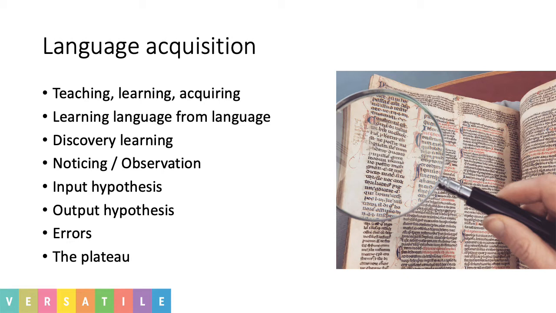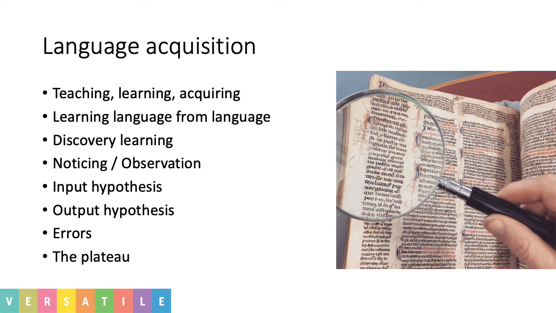In terms of language acquisition, some of the areas that we will delve into in the course cover the similarities and differences between teaching, learning, and acquiring. Because we're working with a single text, then we're putting our students in a situation to learn language from language. And this involves discovery learning, which in turn revolves around guided discovery. Students are required to notice things, to make observations about language from which they can learn.